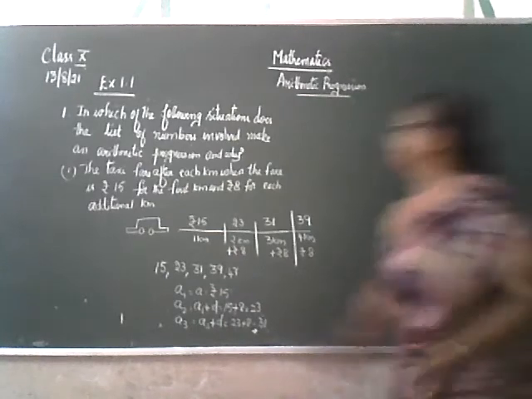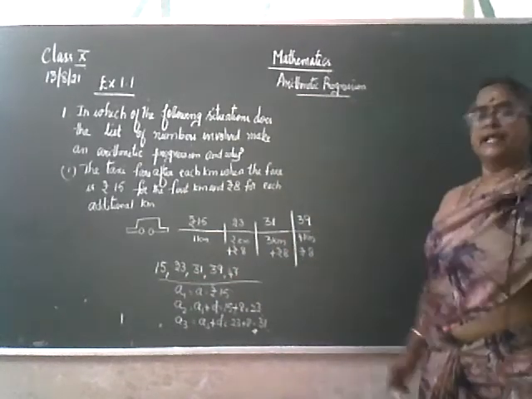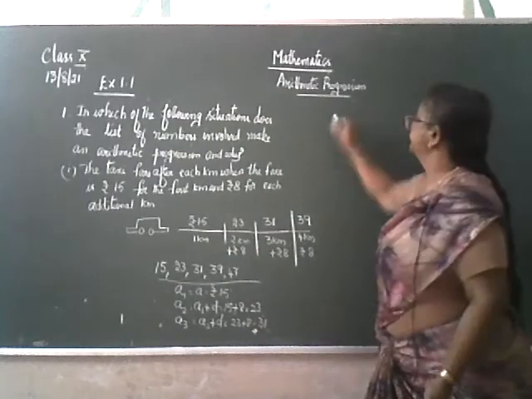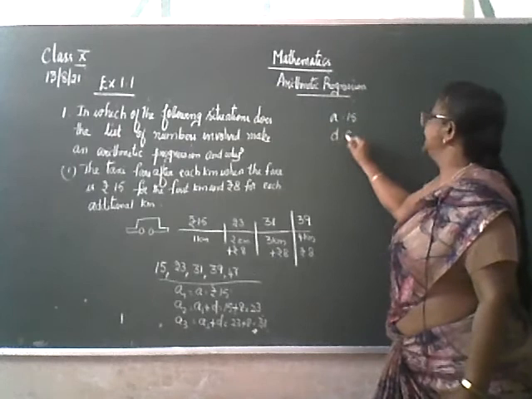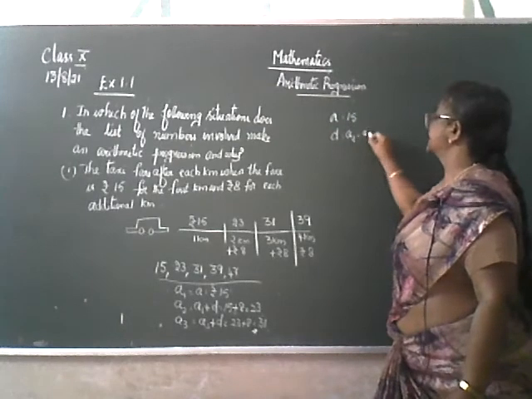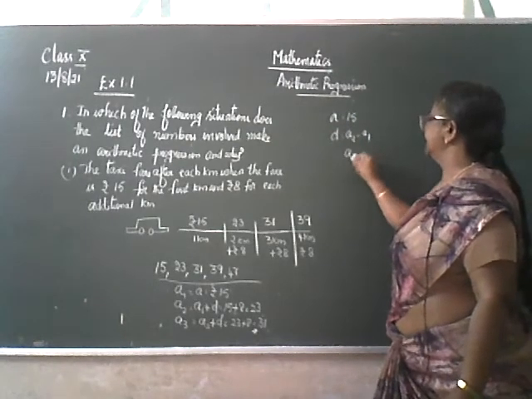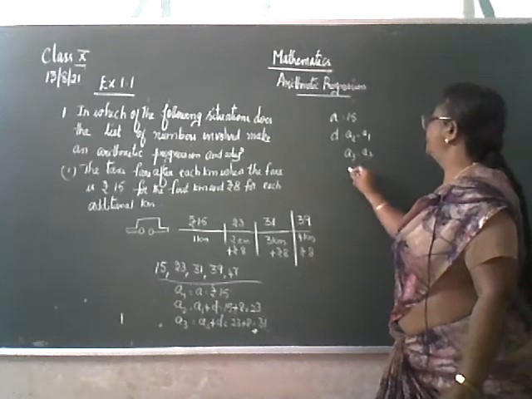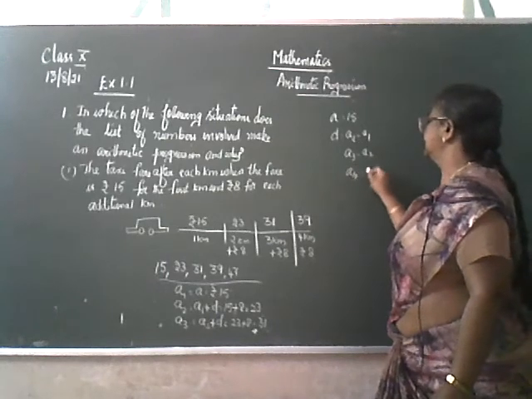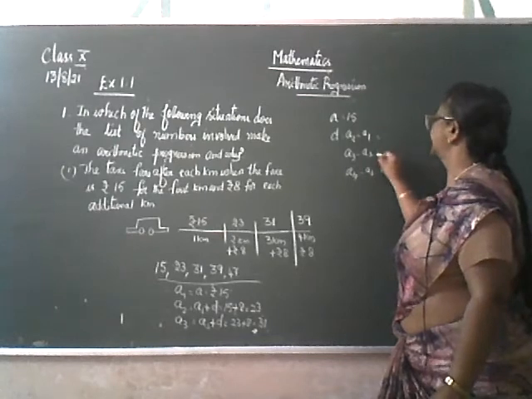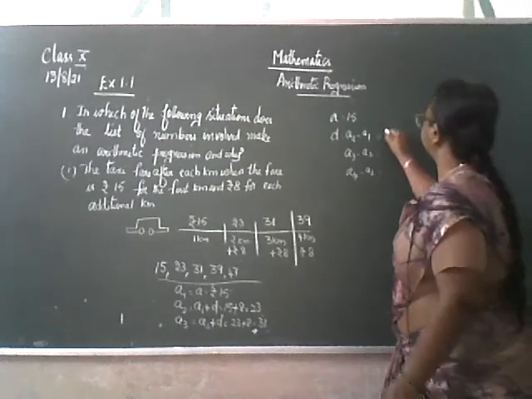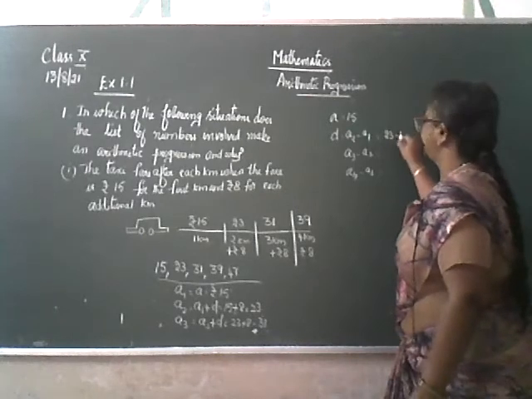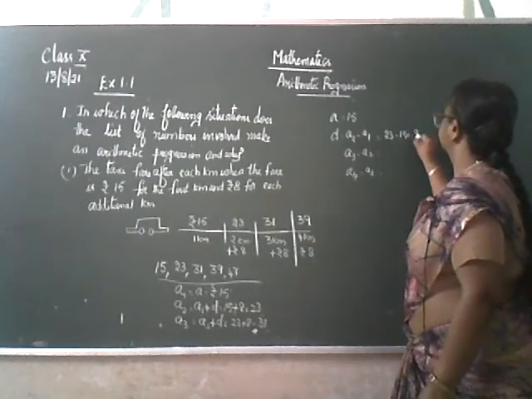So, when you see the sequence, A is 15, the first term. What is D? Yes, second term minus first term, third term minus second term, fourth term minus third term, isn't it? It goes on like that. Okay, so what is the second term? It is 23 minus 15.